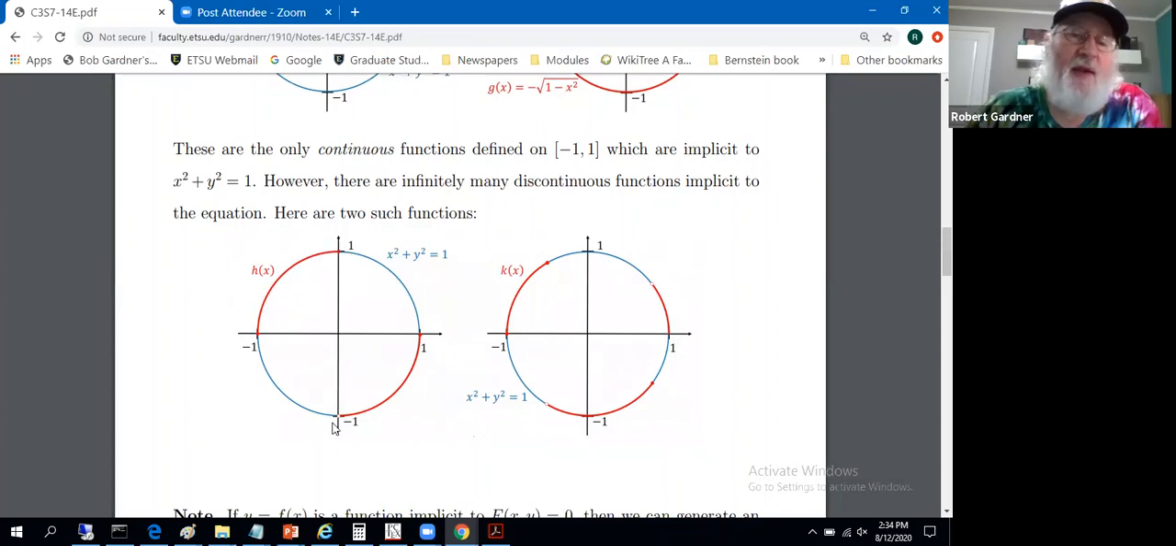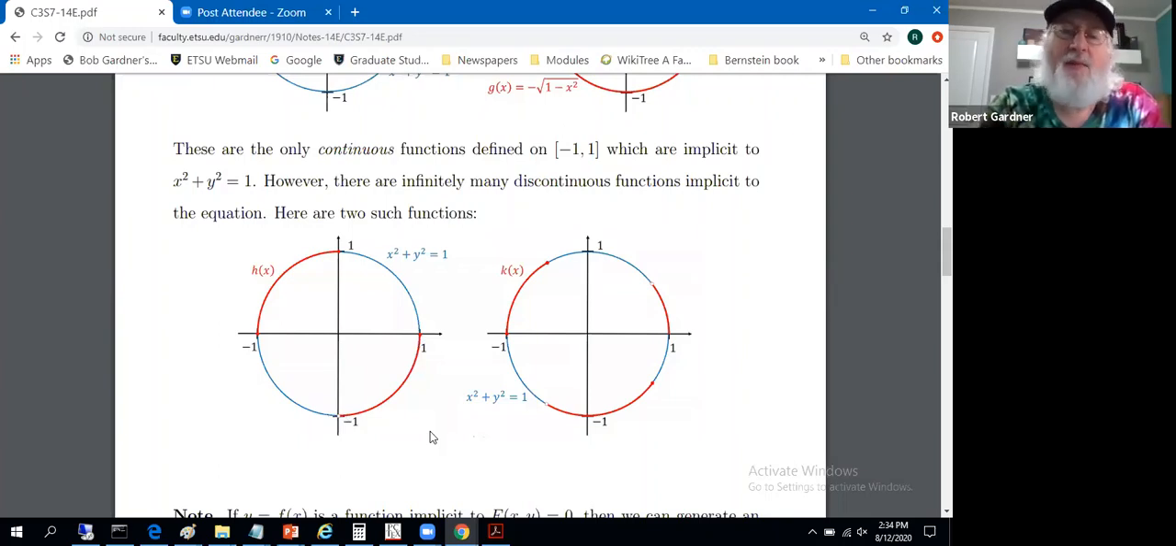Then we'd have to go down here and exclude that point, and then we could take this quarter of the circle. This stuff in red, I could write out as a piecewise defined function. It's pieces of the f function above and pieces of the g function above. But it satisfies the vertical line test, and this is a function also implicit to the equation x squared plus y squared equals 1. Nothing wrong with that function.